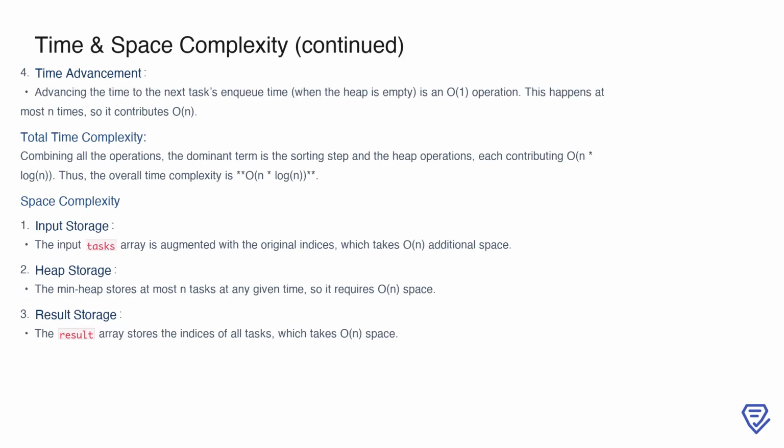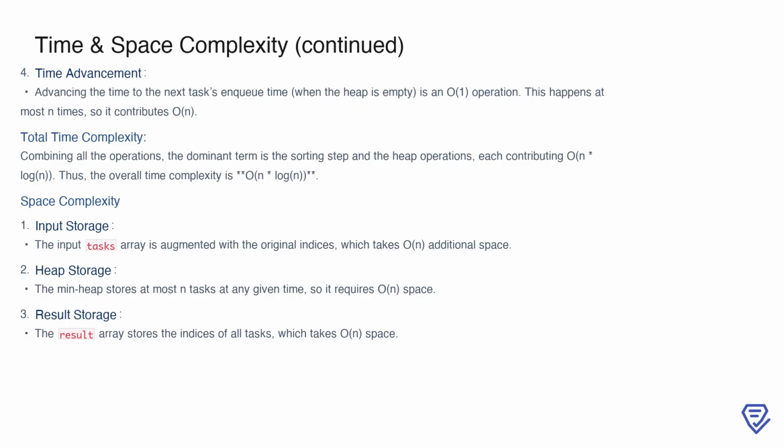Now, let's consider the time spent advancing the CPU's clock. If the heap is empty and the next task hasn't arrived yet, we advance the time to the next task's enqueue time in O(1). This step happens at most n times, contributing only O(n) to the overall complexity. When we combine all these operations, the dominant factors are the sorting step and the heap operations, each contributing O(n log n). Therefore, the total time complexity of this algorithm is O(n log n).